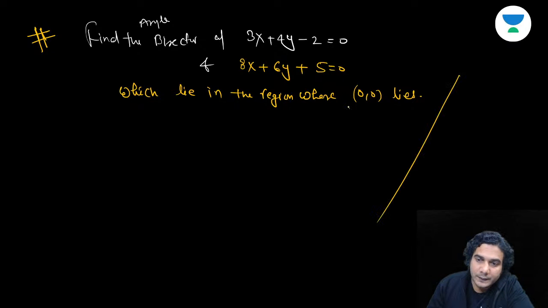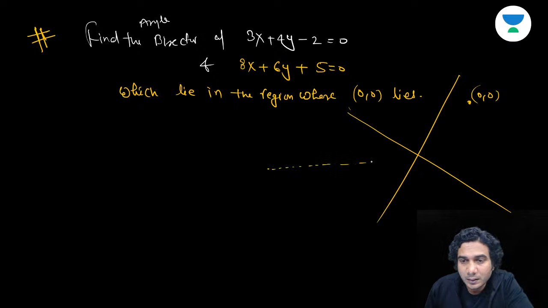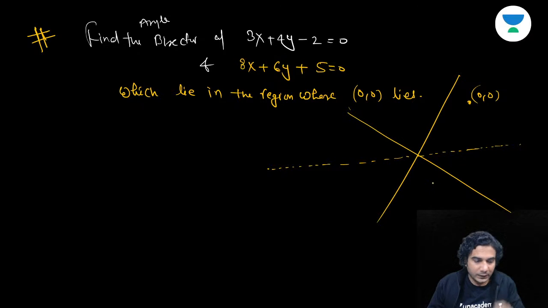Like these two lines, these two are the lines, and this is the origin. If he says find the bisector of these two lines which contains the origin, that means you need to find this bisector. This is the bisector of the region where origin lies, okay? Are you understanding this thing?